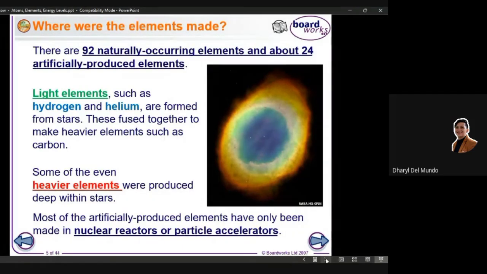All right, and of course, most of the artificially produced elements have only been made in nuclear reactors or particle accelerators. So these are the equipment that is being used for them to produce, okay, artificially made elements.